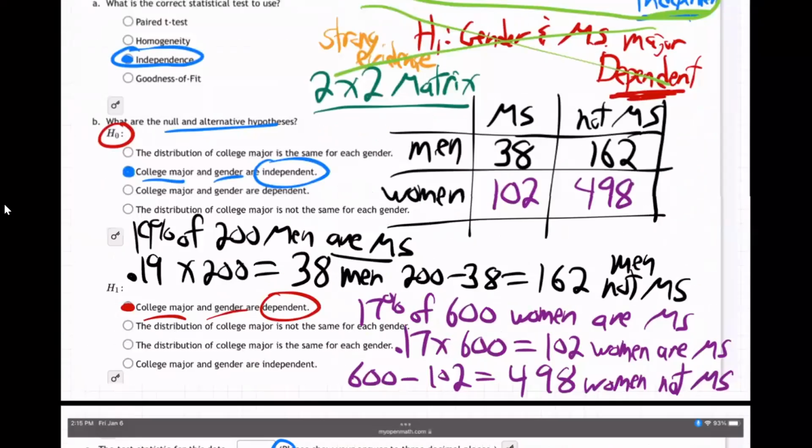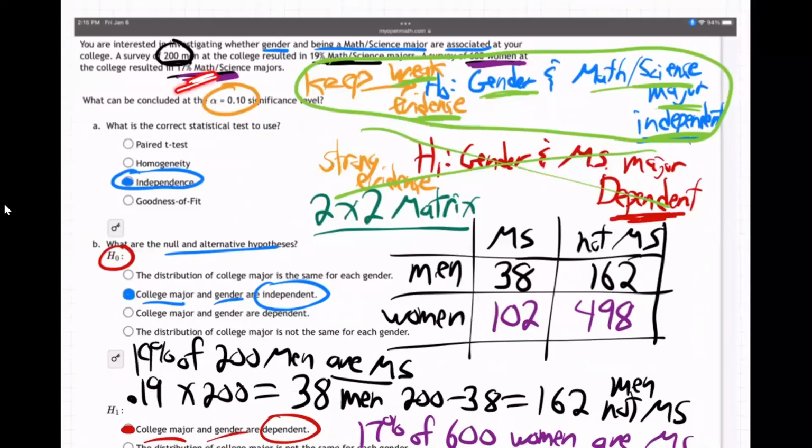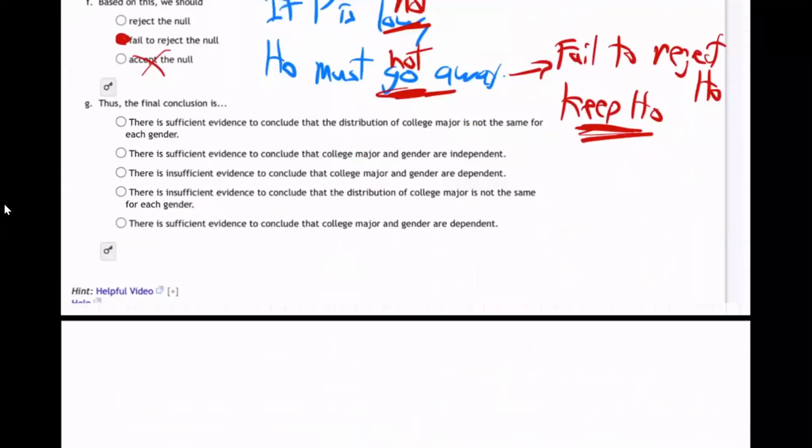It's just luck. They're really the same. The fact that 17% is a little lower than 19%, there's a 51% chance that's just by luck. And so the evidence is too weak. So we're just sticking with the idea that gender and the math science major are independent. They're separate. They don't affect each other. Evidence wasn't strong enough. So down here, what's our conclusion?